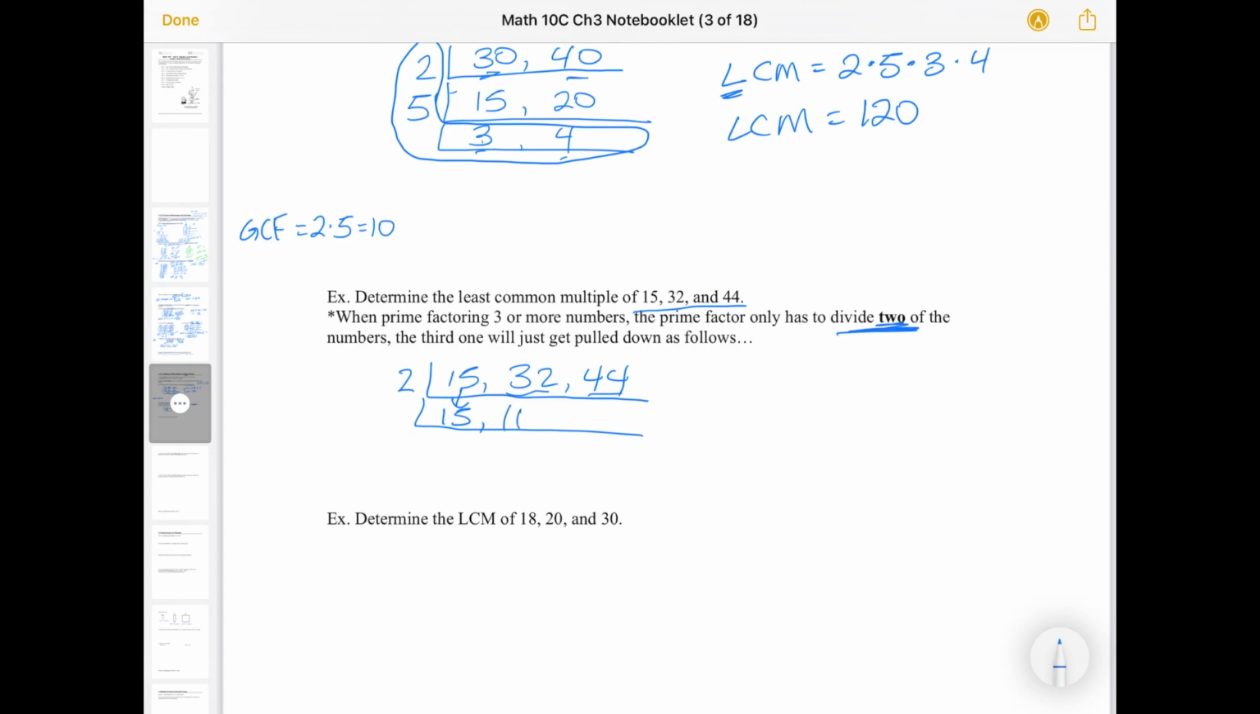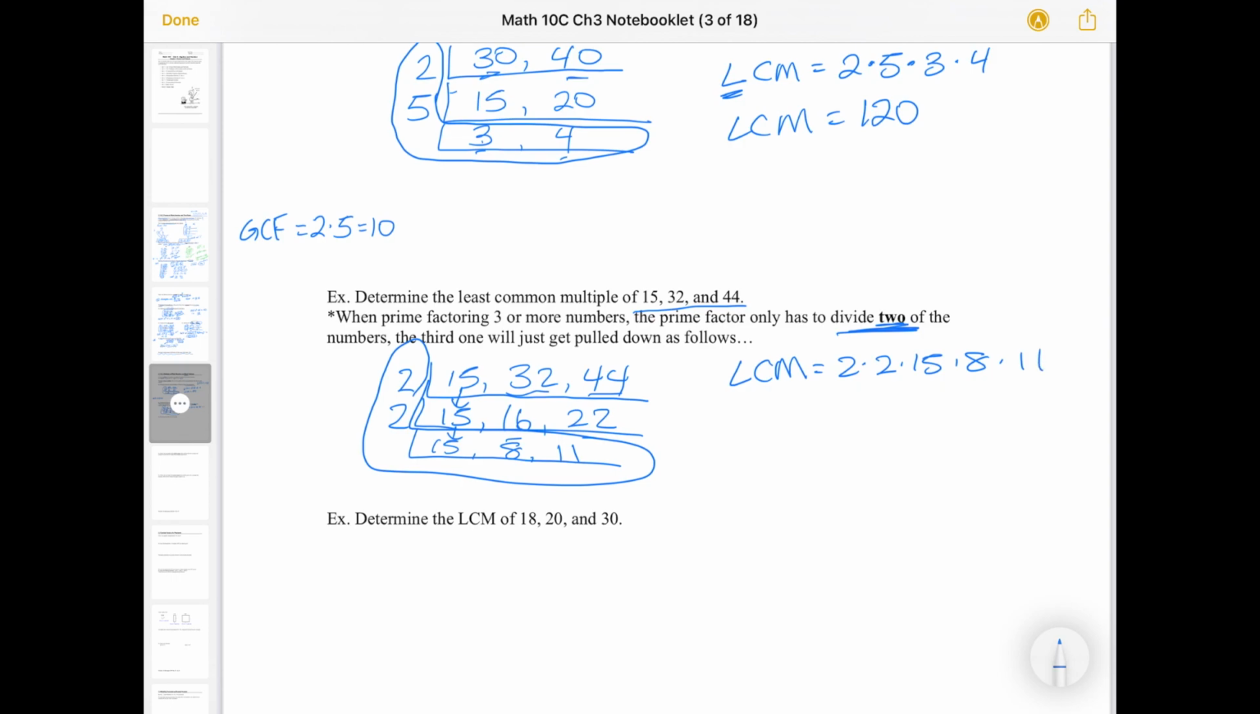Let's see, 32 divided by 2, 16. 44 divided by 2, 22. Okay, so I can again divide both of these last 2 by 2. The 15 keeps getting dragged down. 8 and 11. All right, so there are no more common prime numbers here. So for my LCM, I make this L. My lowest common multiple would be 2 times 2 times 15 times 8 times 11. And we put that into our calculators and we'd get 5,280. All right, so that is the lowest common multiple of those 3 numbers.